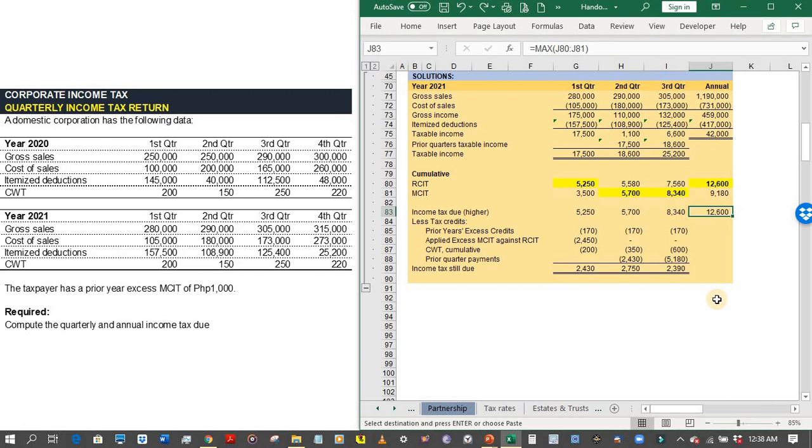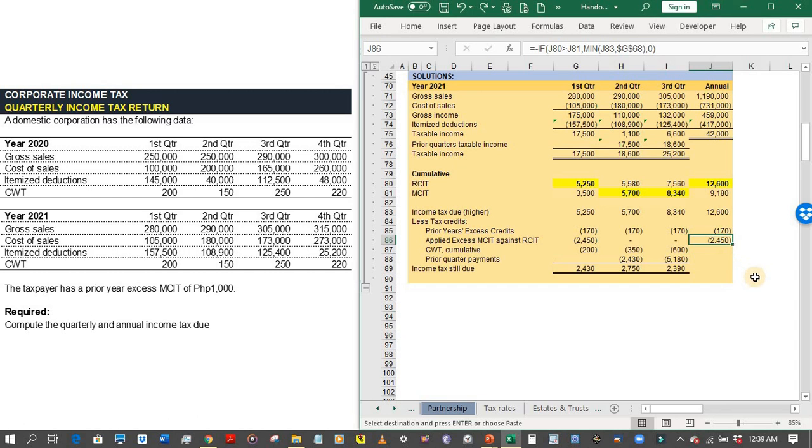So the 12,600 will be reduced by the available tax credits during the 12-month period, and that begins with the prior year's excess credits of 170 pesos. And since the 12,600 income tax due is already RCIT, now we can deduct the available excess MCIT from the prior year, which is up to 2,450 pesos. Again, we can only deduct up to 2,450 pesos because that is the balance of the excess MCIT, and obviously the amount creditable should not exceed the amount available as a tax credit. So that is 2,450 pesos.